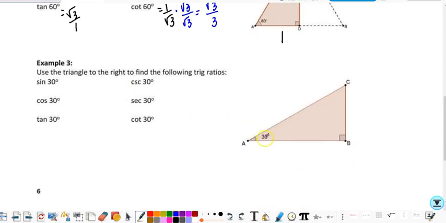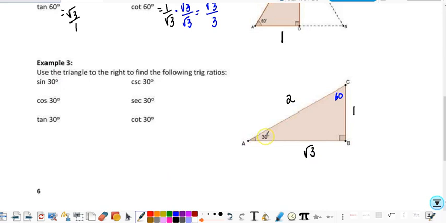Now we have a 30-degree angle down here, which means 60 is up here. Labeling our special right triangle side lengths, across from 30 is 1, across from 90 is 2, across from 60 is root 3.